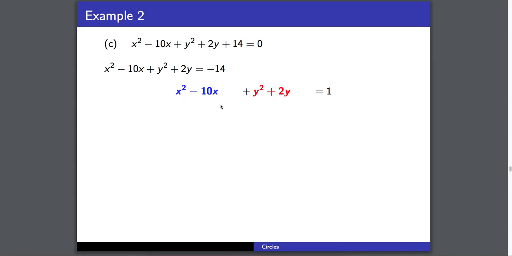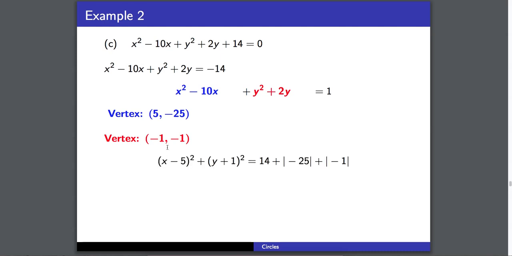The vertex for x² − 10x is (5, −25), and the vertex for x² + 2x is (−1, −1). I guess for this one, since the x's and y's are the same, you could have graphed y² + 2y and it wouldn't have mattered.